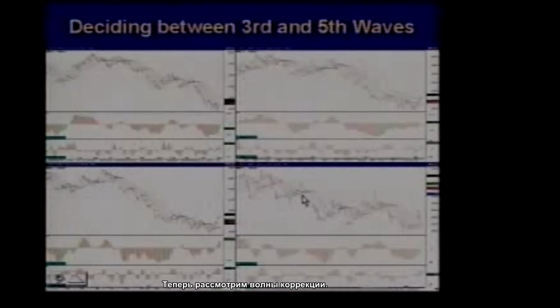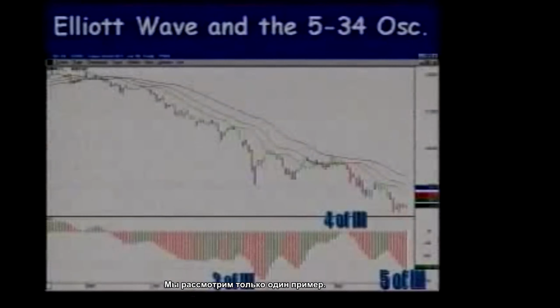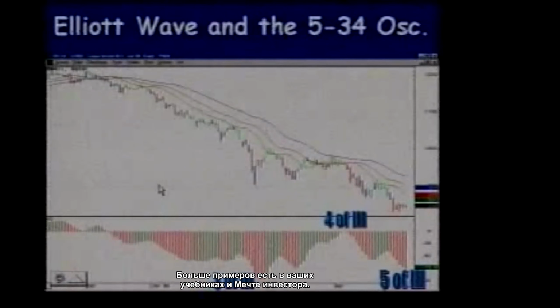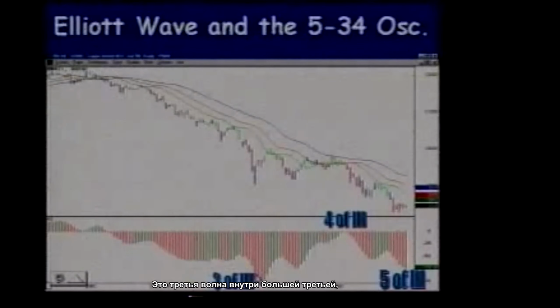Now, let's look at some corrective waves. We've looked at wave 3s up here. We've looked at wave 5s down here. Let's look at some corrective waves. And on a corrective wave, we're just going to use one example here because we again suggest you go back to the book and look at the Computorial and Investor's Dream. Basically, we'll know that this is 3 of 3 because it did not go above 0. Now, it almost did, but not quite, and that's enough. It's got to get above that 0. So that's 4 of 3, and here is 5 of 3. And notice that there is a divergence between 3 and 5.